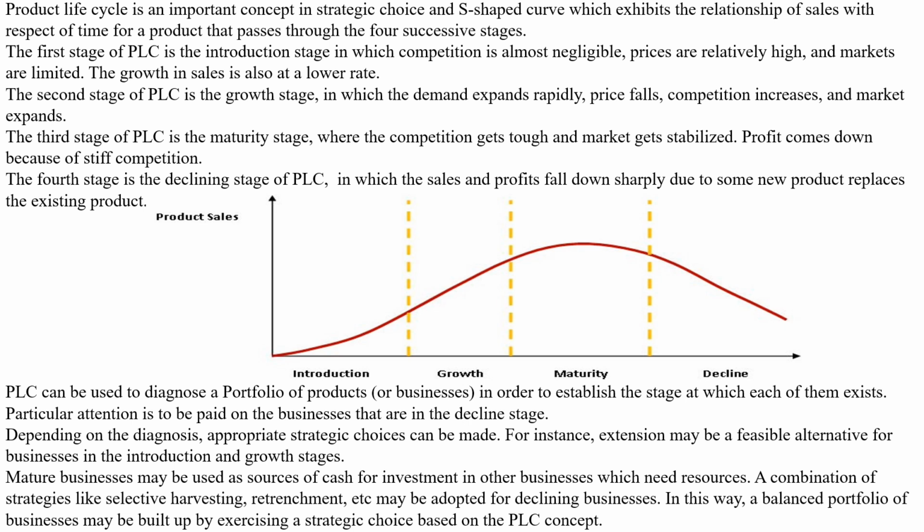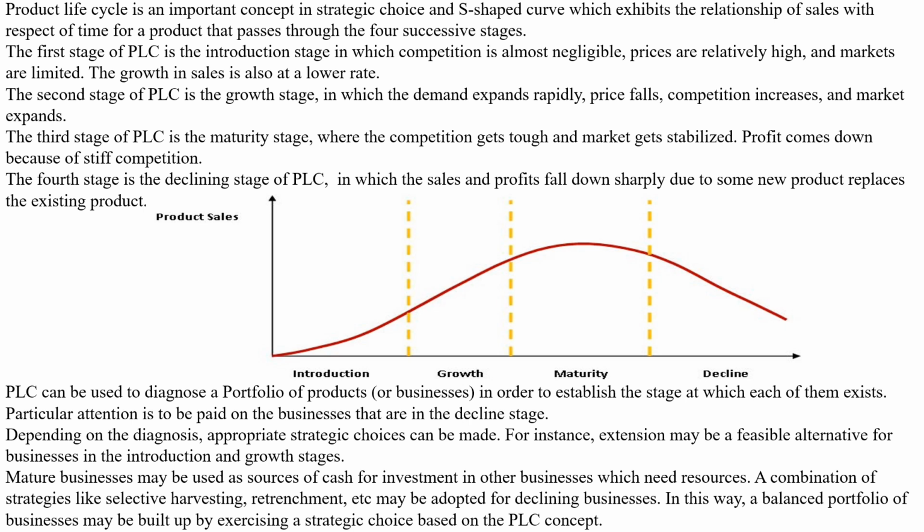In introduction stage, the competition is almost negligible. Prices are relatively high and markets are limited. The growth in sales is also at a lower rate. Whereas in second stage, that is growth stage, the demand expands rapidly, price falls, competition increases and market expands. In third stage, that is maturity stage, competition gets tough and market gets stabilized. Profit comes down because of stiff competition.